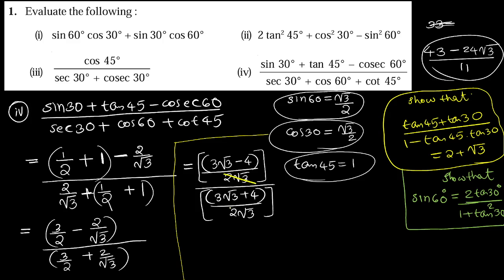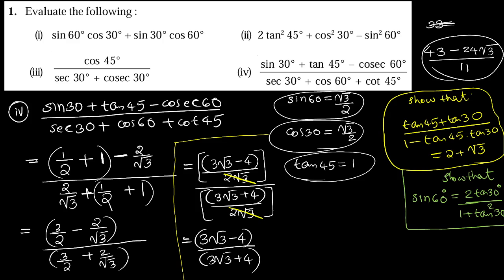2 root 3, 2 root 3 cancelled. We get 3 root 3 minus 4 by 3 root 3 plus 4. If you stop here, you will not get full marks. They may reduce some 50% of the marks.